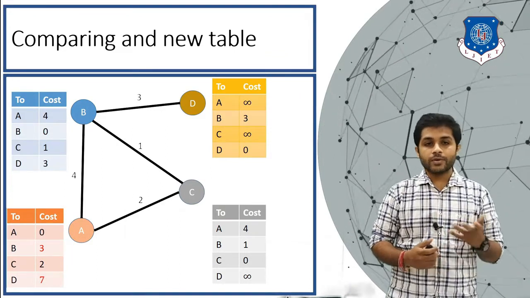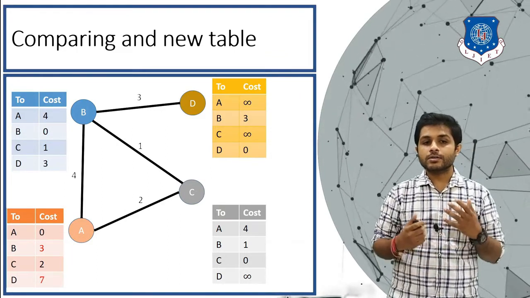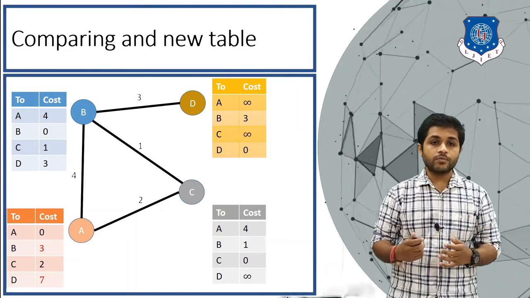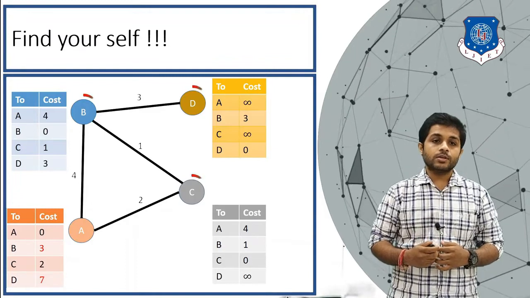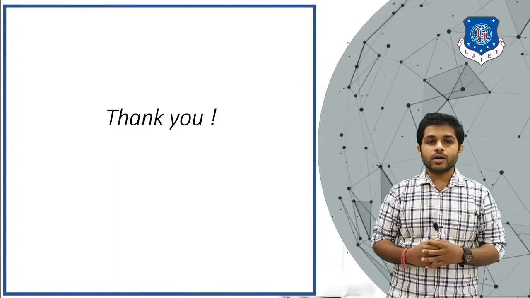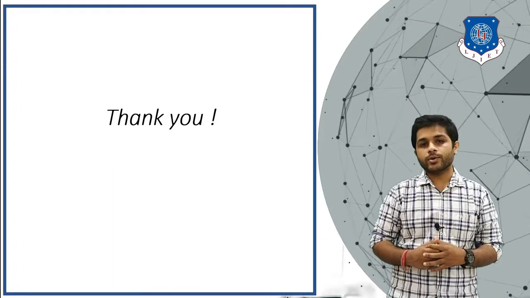Okay, so we have calculated the minimum distance from device A only. Now for the remaining routers you need to find it by yourself. So this is how the distance vector routing algorithm works.